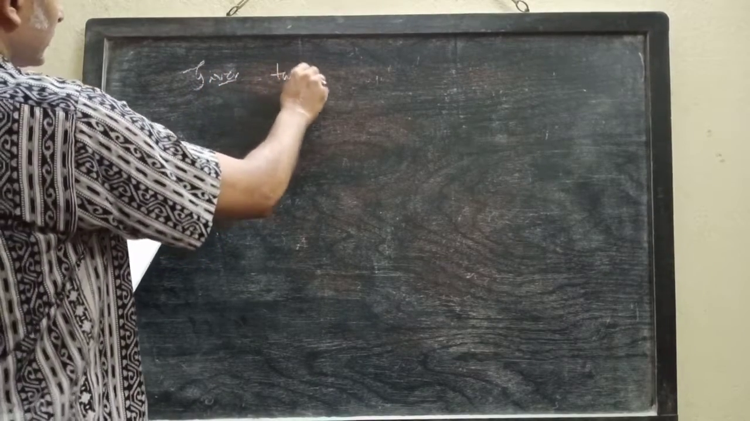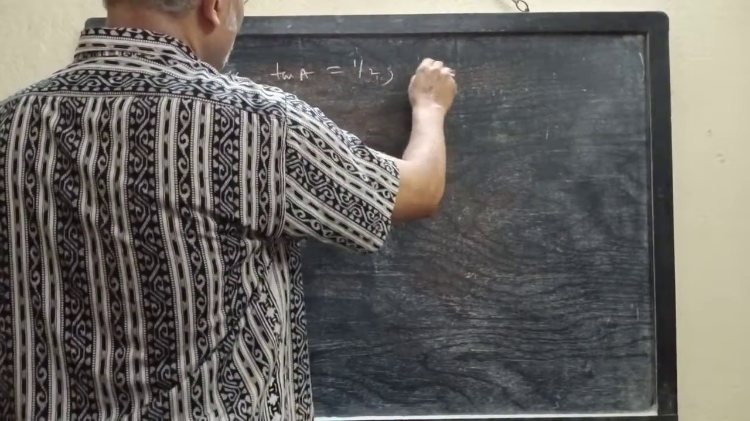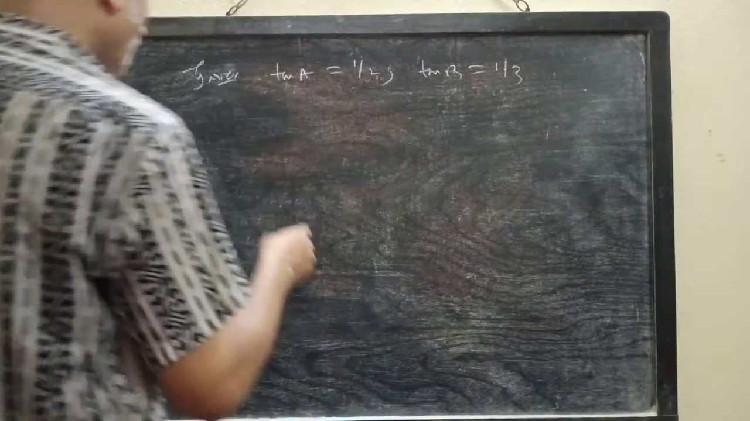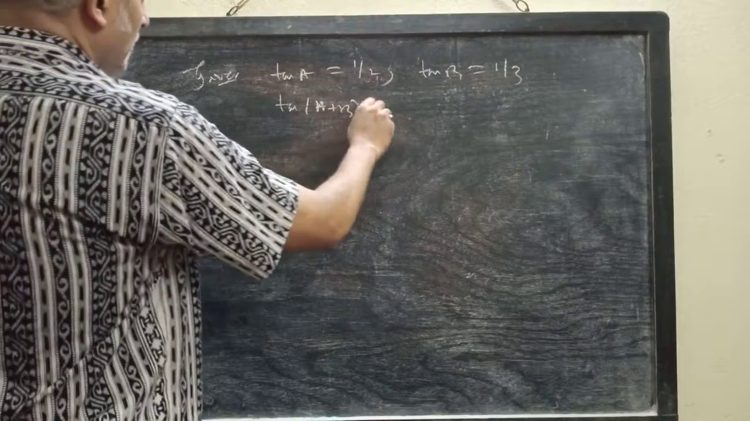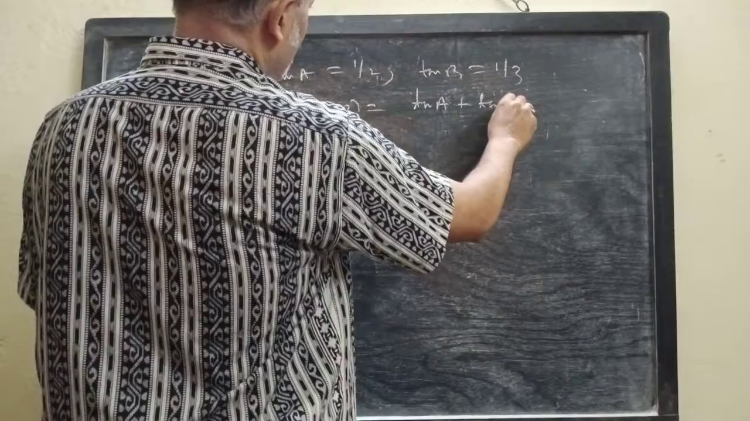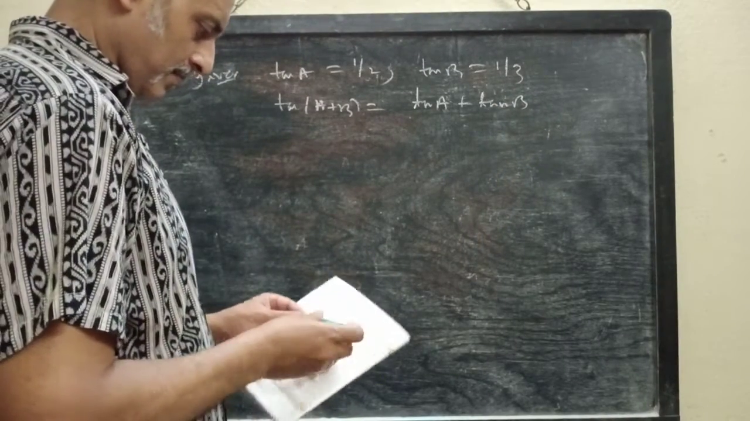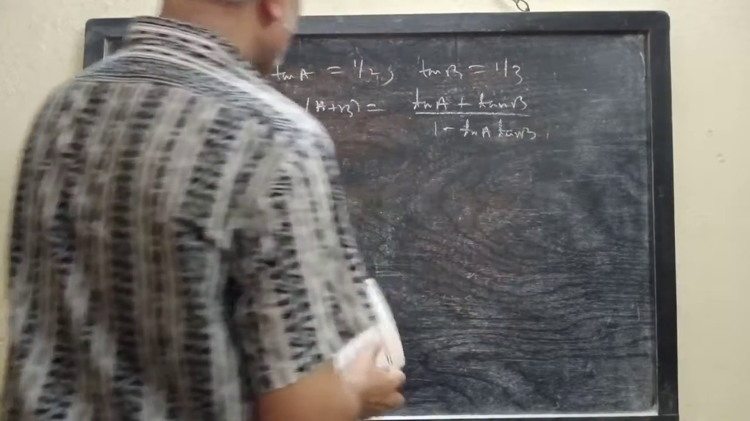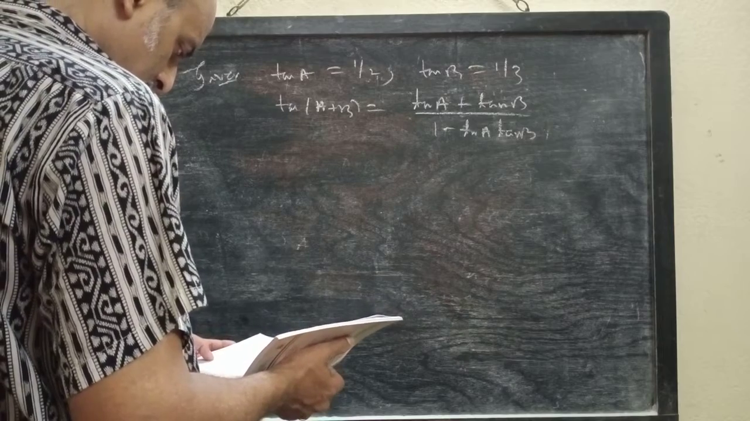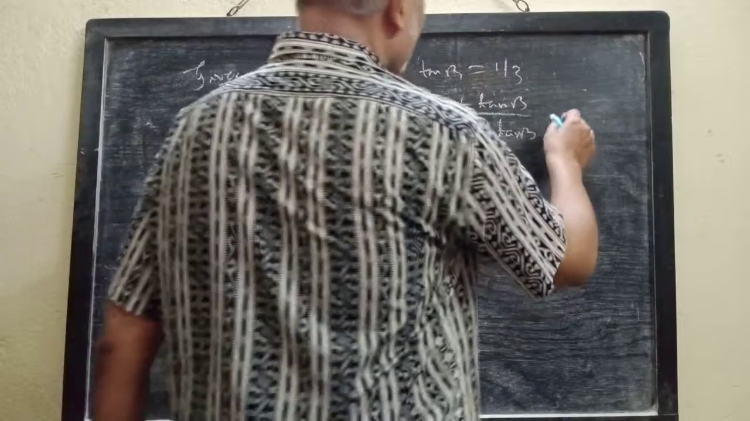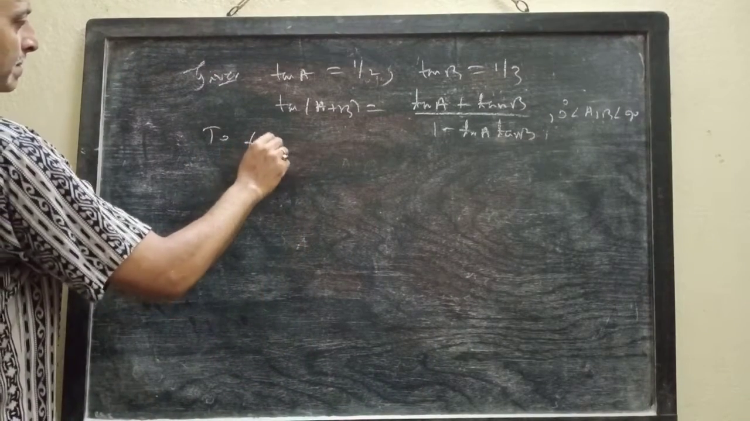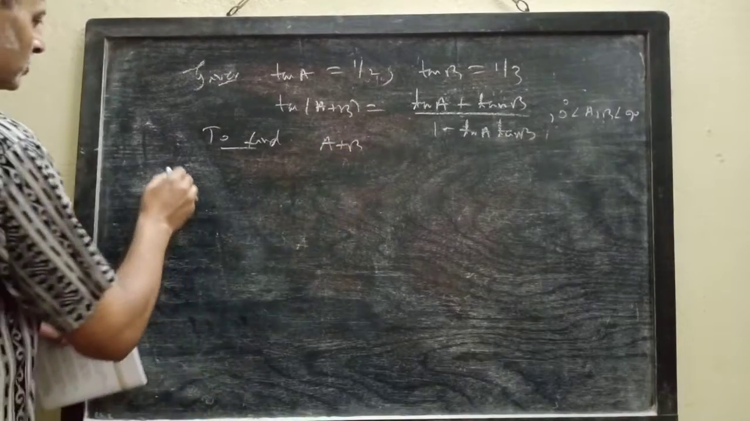Given tan A equals to half, tan B equals to 1 by 3, tan of A plus B is tan A plus tan B by 1 minus tan A tan B. It is also given that A and B are both acute angles. To find A plus B. Solution.